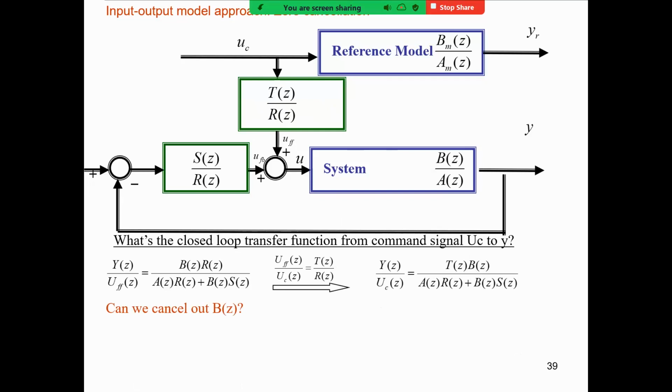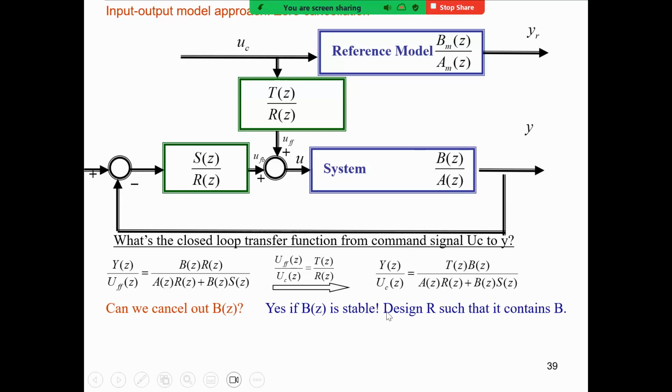Okay, for this approach, remember, if you want to match the reference model, we know that in this transfer function B appears in the numerator. If you use this approach and you want to follow the reference model, you have to cancel out this B. Otherwise, it will not match the reference model. So the zero cancellation is a must. You have to do it.